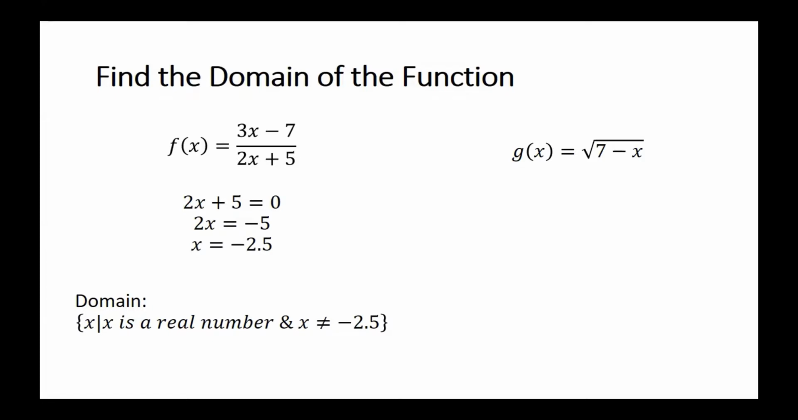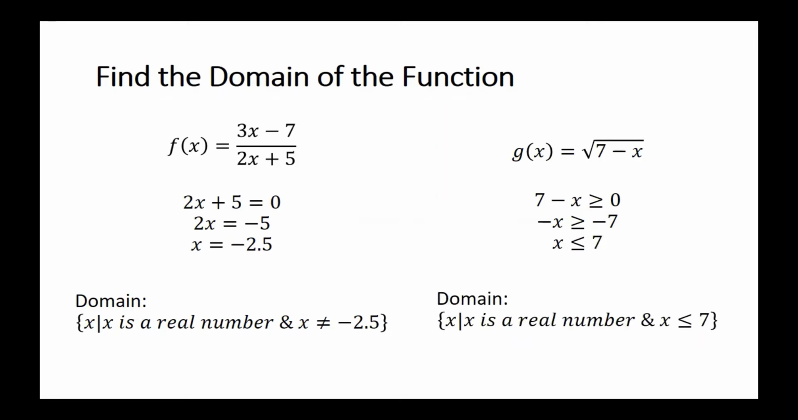So we have g of x is equal to the square root of 7 minus x. Now we remember that we cannot take the square root of a negative number. Therefore, 7 minus x has to be greater than or equal to 0. So we want to find out what values of x will allow that to happen. So we subtract 7 from both sides, and we have negative x is greater than or equal to negative 7. Then we want to divide both sides by negative 1, so we get x by itself. And remember, when you're dealing with inequalities, if you multiply or divide by a negative number, then you have to change the direction of the inequality. So x less than or equal to 7.